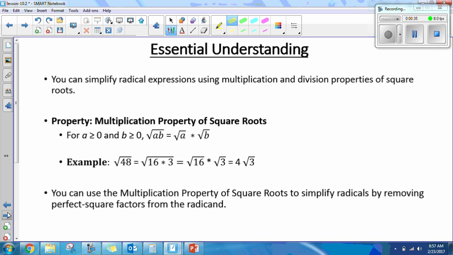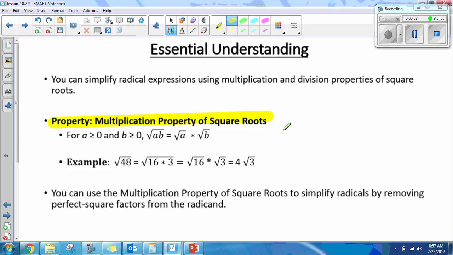You can simplify radical expressions using multiplication and division properties of square roots. First property, multiplication property of square roots. For a greater than or equal to 0 and b greater than or equal to 0, radical ab, the product of a and b, equals radical a times radical b.